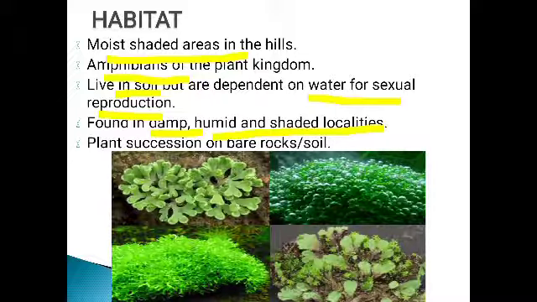Then these plants play an important role in plant succession on bare rock or bare soils. What do you mean by a bare rock? A bare rock means a rock where there is no life. No plant or animal can be seen on that rock. Even in soil, if no life is there, we can say it is bare soil. In that, succession can take place.